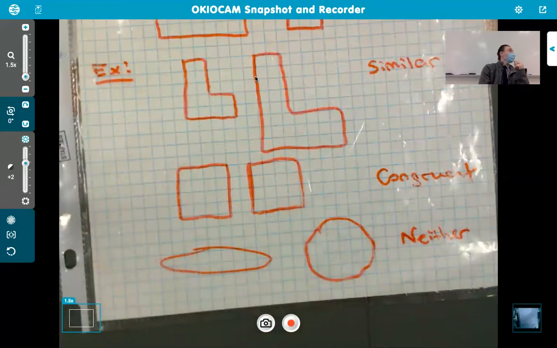Any questions about this idea? If you're given two figures in a grid, you'd be able to determine what's similar, congruent, neither. Remember, similar, same shape, different size; congruent, same shape and size; neither, they're different shapes altogether. Any questions at all about this topic or anything related to what we're discussing right now?